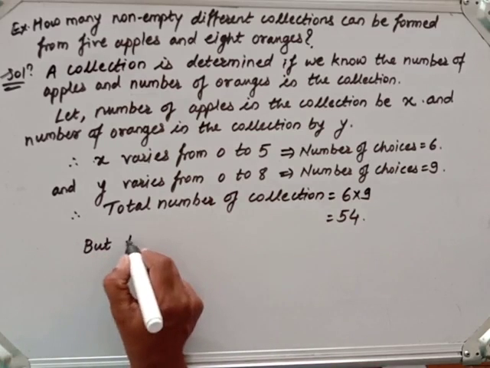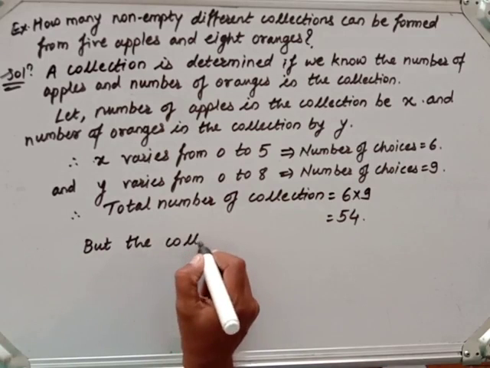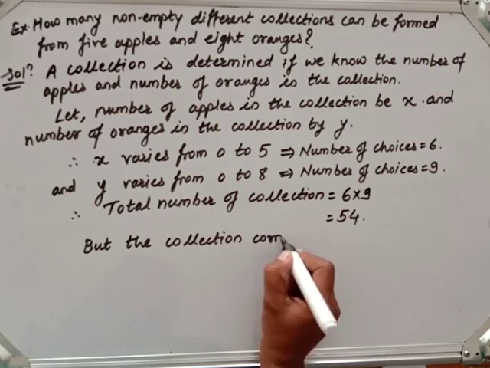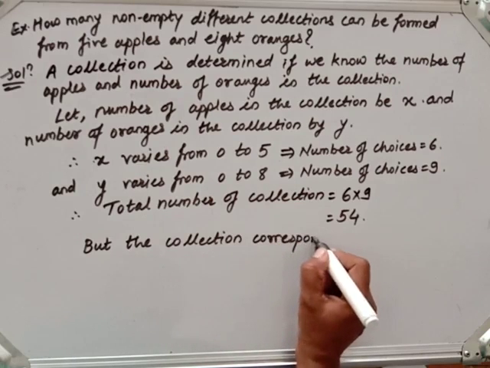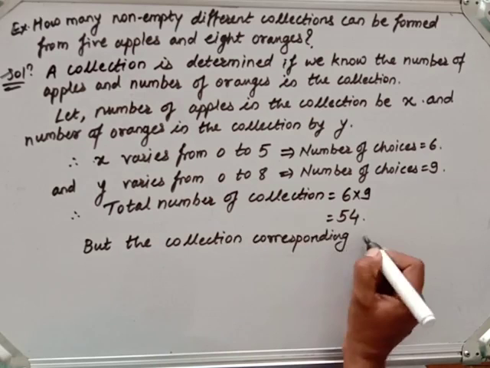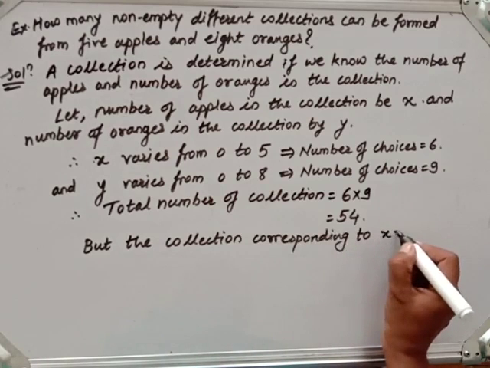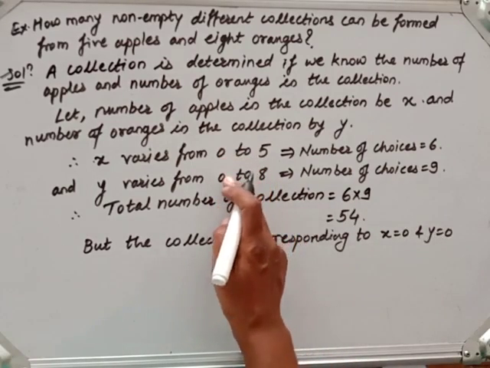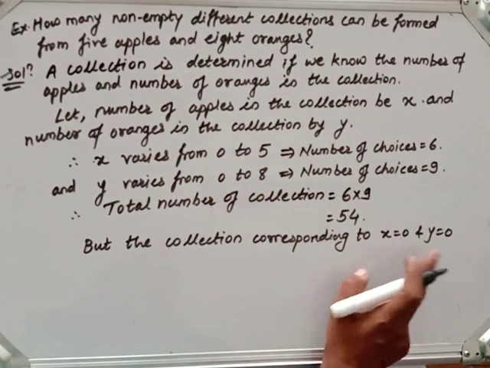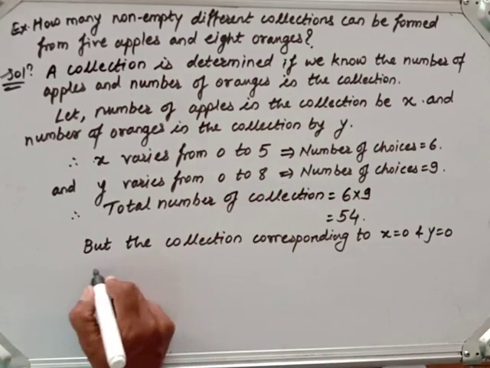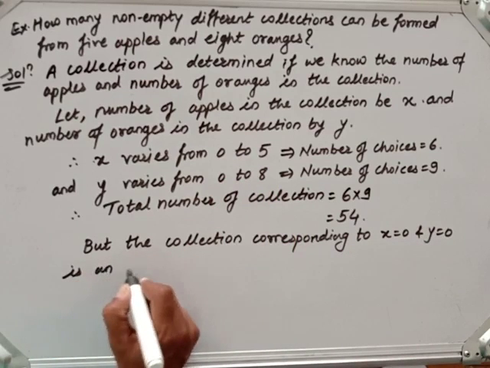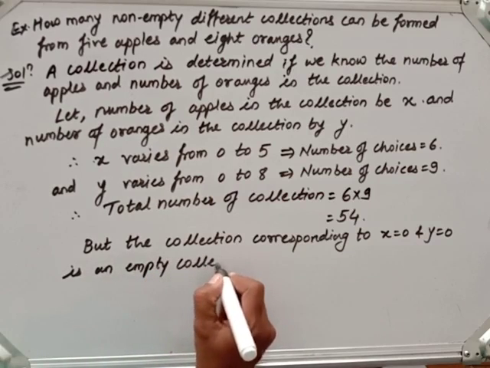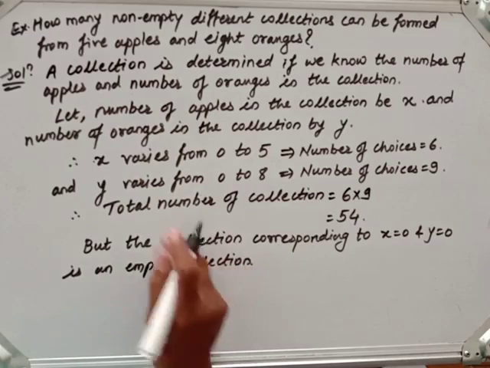But the collection corresponding to x equal to 0 and y equal to 0. This is one of the values for x and y. So collection corresponding to x and y both are 0 is what? Is an empty collection. This is only one, which is what? The empty collection. Now what is the question?